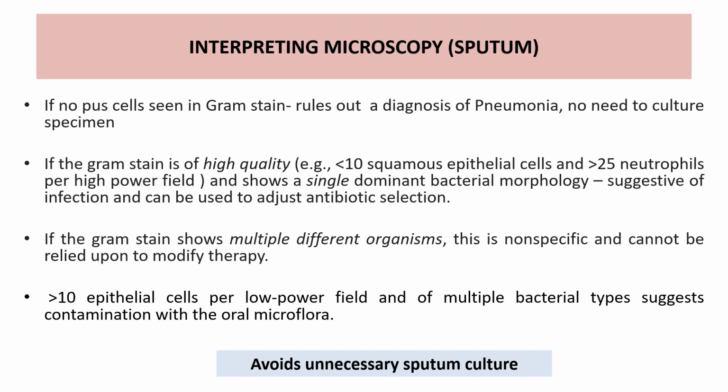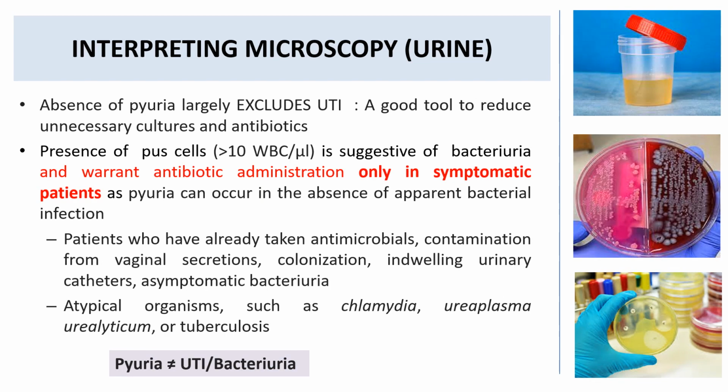If the Gram stain shows multiple organisms, then it is non-specific and can't be relied upon to modify therapy. If there are more than 10 epithelial cells and fewer than 25 pus cells, then it suggests contamination with oral microflora. That was about the Bartlett grading system for analyzing whether sputum is significant for either infection, contamination, or colonization.